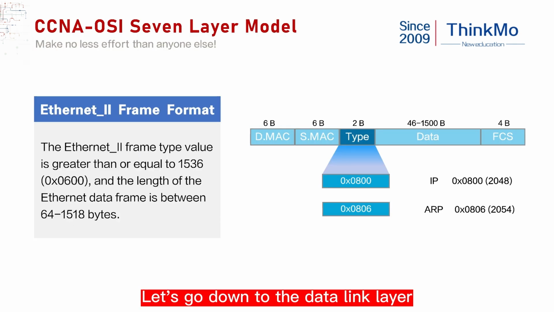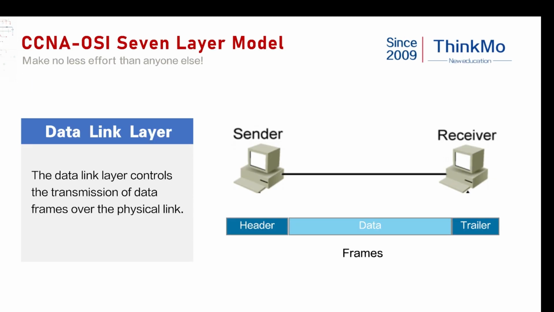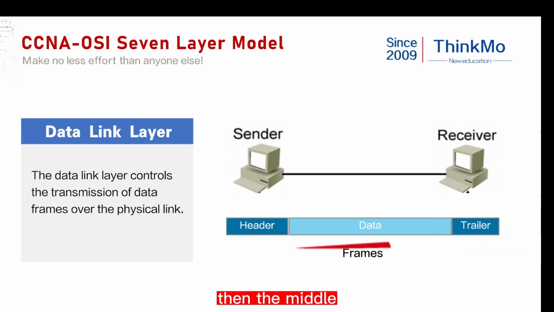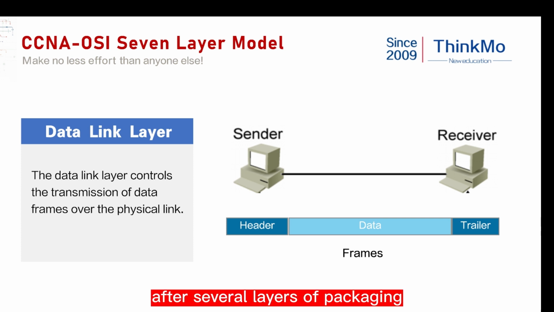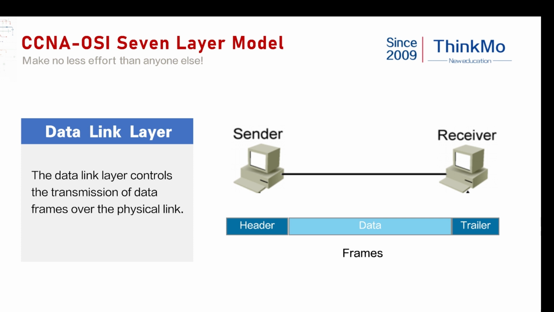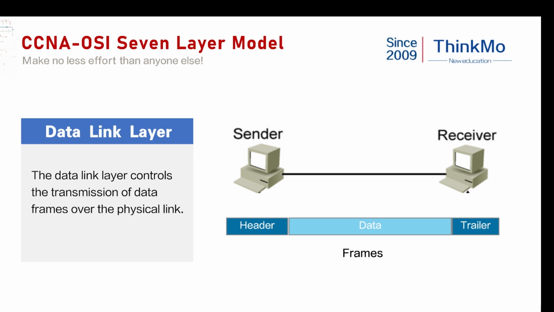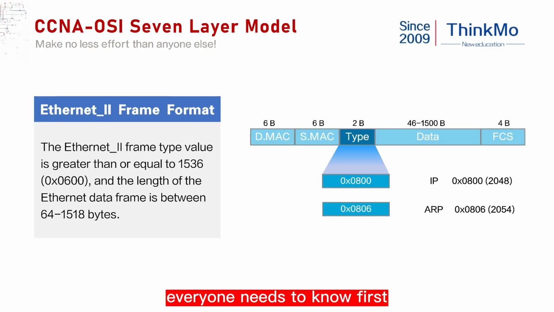Let's go down to the data link layer. For the data link layer, we will only cover Ethernet II. For our data link, there is a frame header and a frame trailer. Then the middle, in fact, is our packet, after several layers of packaging. We call it a packet at layer 3; adding the frame header and frame trailer at layer 2, we call it a data frame. It's a name everyone needs to know first.